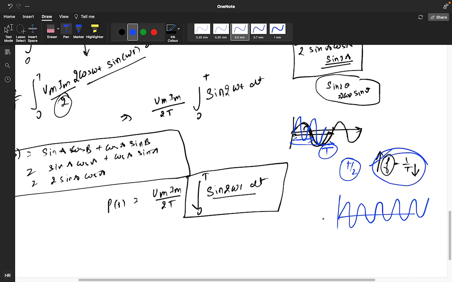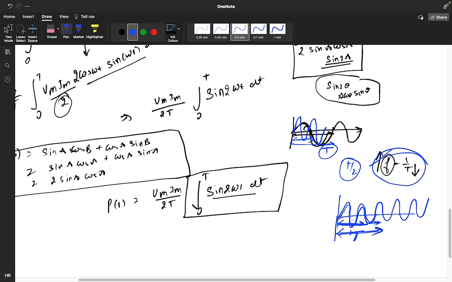So integration of a sine curve means 0 to T. This particular one you are assuming as T only. It's positive, negative. Up to this part it will be your T, because the time period is decreased. So that's why the number of curves is getting increased in this particular part.